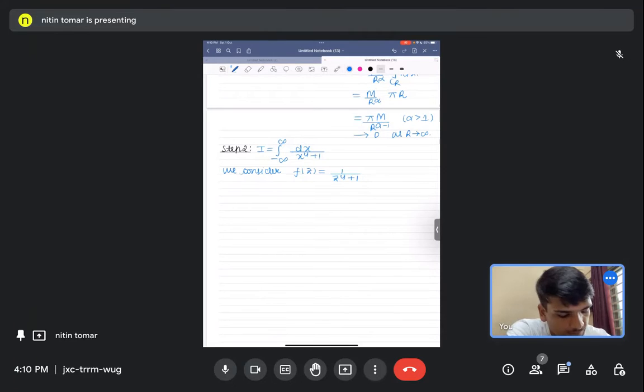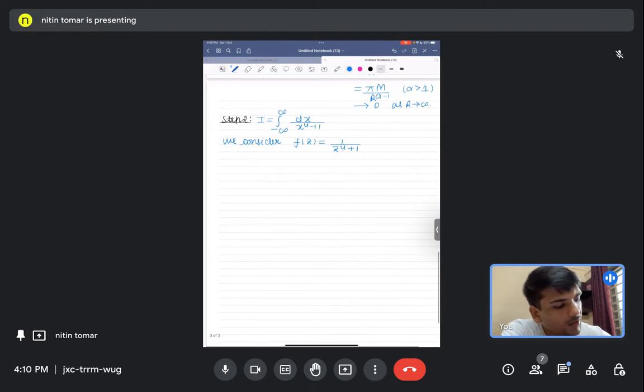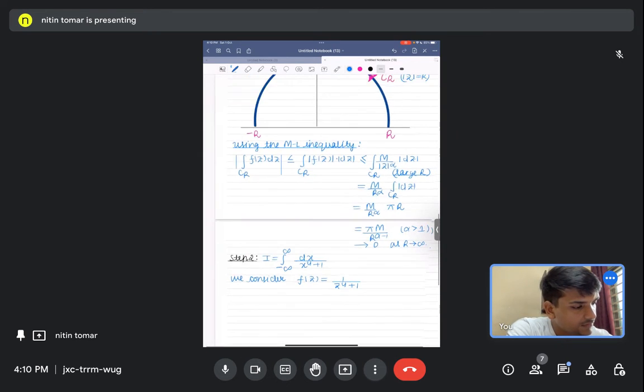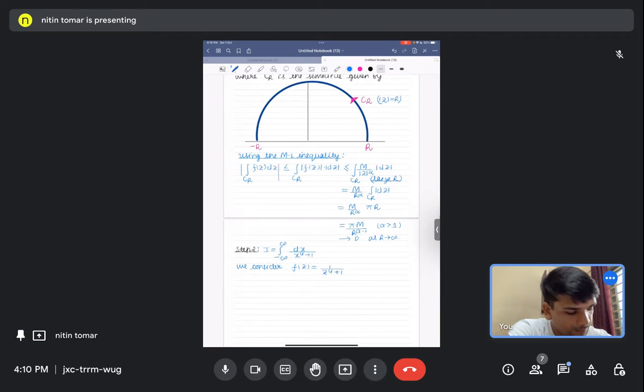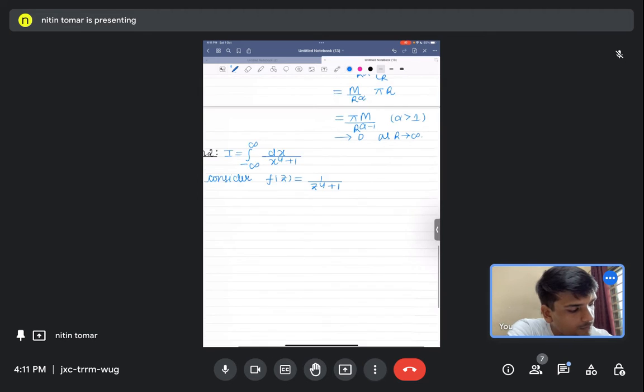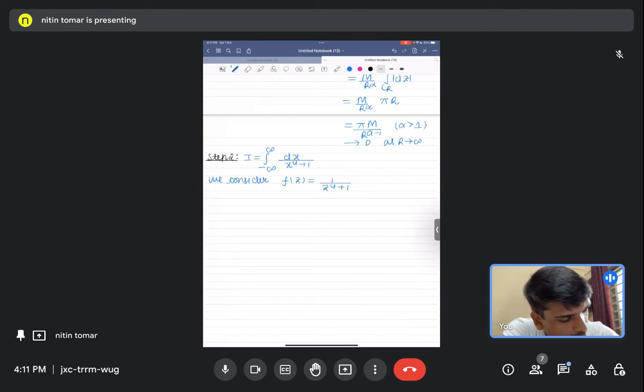Yes or no? Yes, sir. Okay. Now what are the poles? Can anyone tell me? Okay, we'll go step by step. Again, see in this figure. So what are the poles? It has four poles, sir. Very good. It has four poles, right? All the poles will be all those z. So poles of f(z).